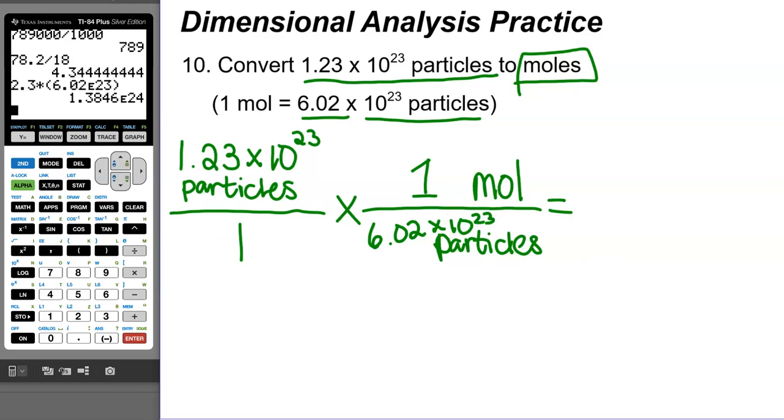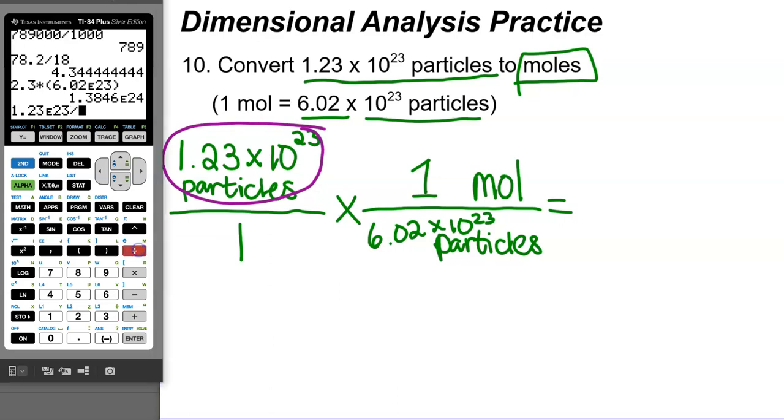Now we need to type this into our calculator. And this time we have two numbers that are in scientific notation. So we're going to have to use that E button again. So I'm going to type 1.23, and then I'm going to do second, comma, which puts that E, and I'm just going to put the exponent 23. So here's my first number, 1.23 E to the 23rd, times 1, so I don't need to type that in because that'll still be the same thing, divided by 6.02 times 10 to the 23rd.